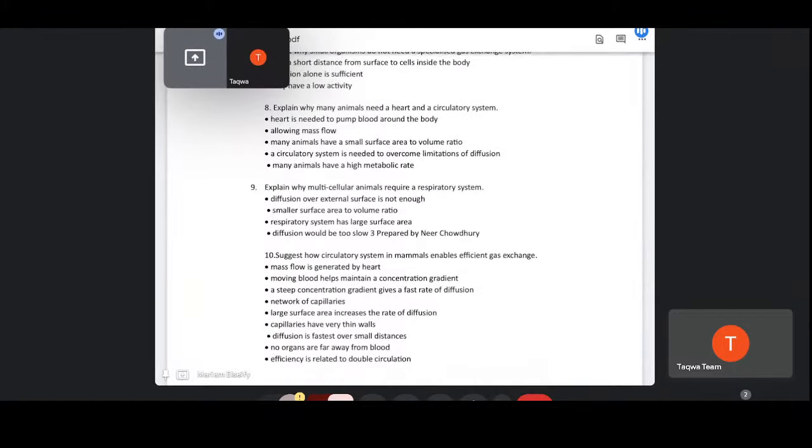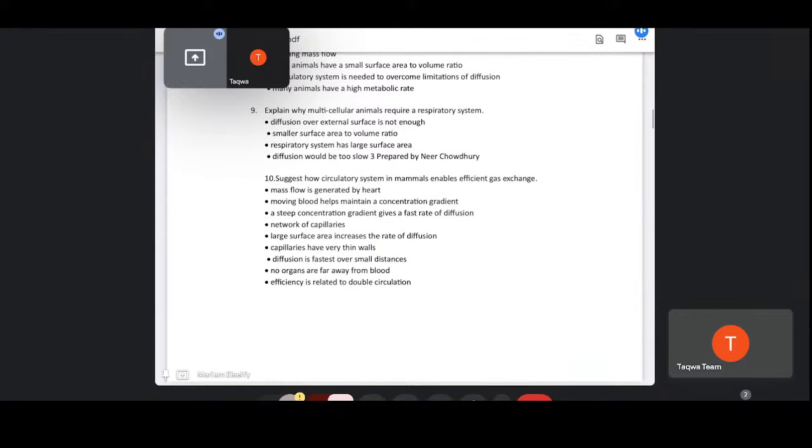Explain why many animals need a heart and circulatory system. Because heart is needed to pump blood around the body, allowing mass flow, and many animals have small surface area to volume ratio, circulatory system is needed to overcome the limitations of diffusion. Many animals have a high metabolic rate.